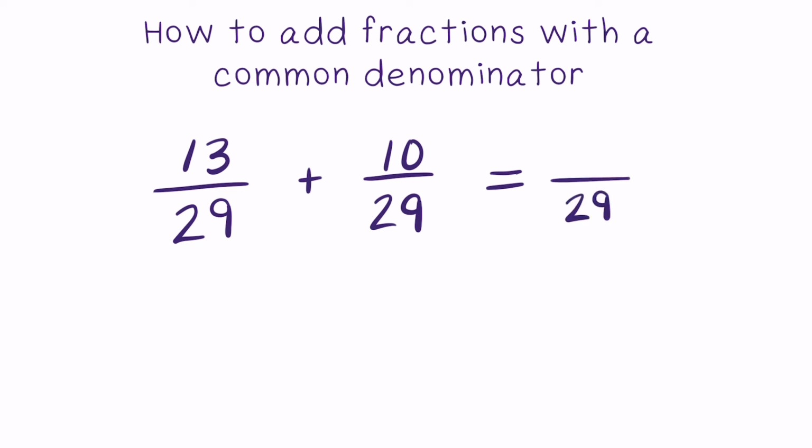The reason for that is that in each addend, we've broken a whole into 29 parts. The first addend is telling us that 13 of those 29 parts, or 13/29, exist, and the second addend is telling us that 10 of those 29 parts exist. So 13/29 plus 10/29 is going to equal a certain number of 29ths, and we simply take the two numerators, 13 and 10, and add them together to get 23, which gives us a final sum of 23/29.